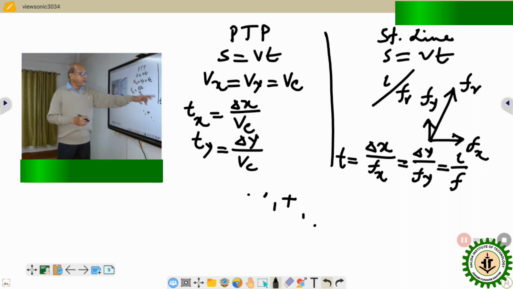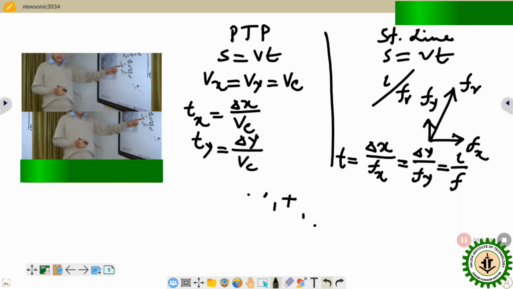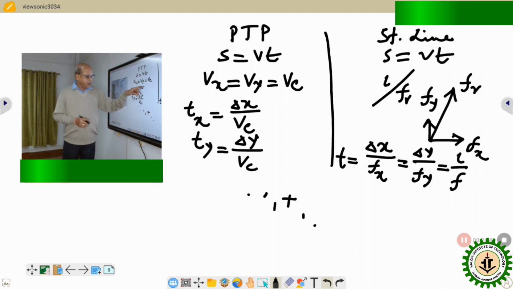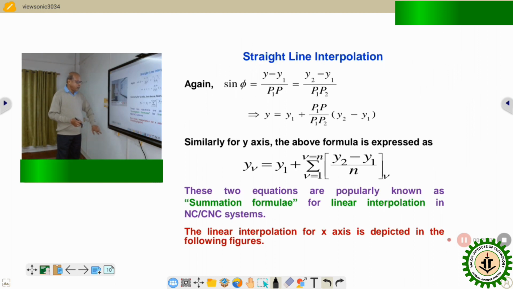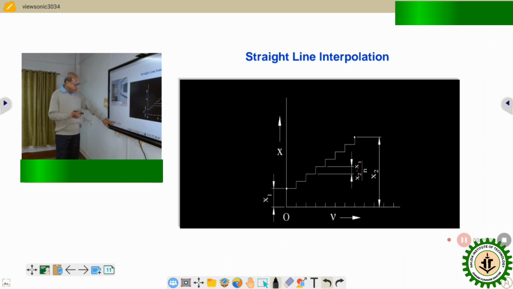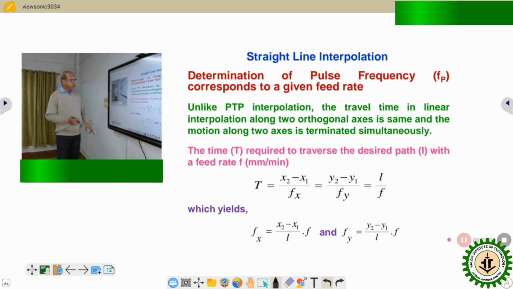So that is how it is very easy to understand and distinguish between point to point and straight line. Here velocity is common, time differs. Here time is common, velocity differs. Velocity means nothing but fx and fy, that is the two orthogonal components of the given or desired feed rate. Okay. So this is what we had already discussed. If we just interchange, you will get fx.